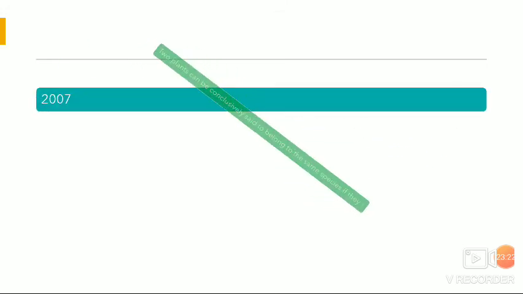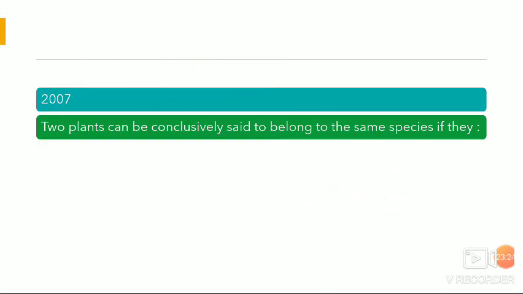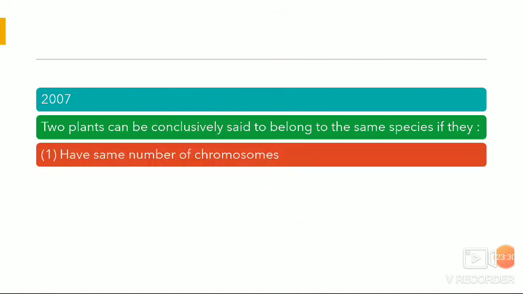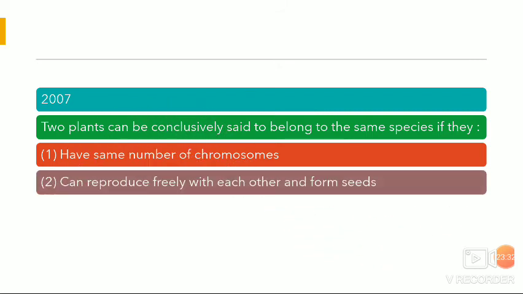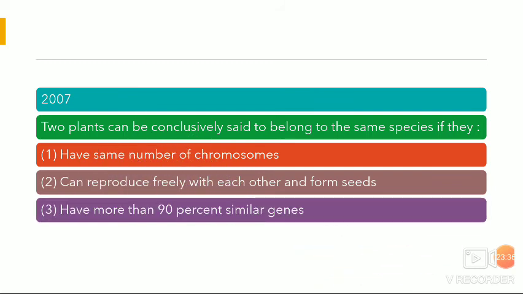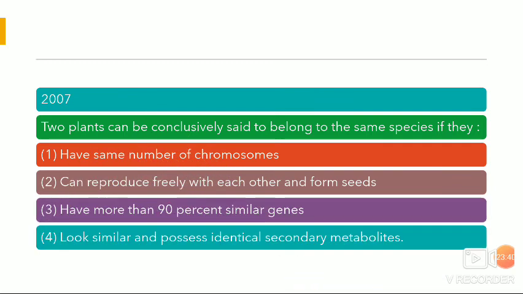The next question is from 2007 paper. Two plants can be exclusively said to be belong to the same species if they have same number of chromosomes. No. Can reproduce freely with each other and form seeds. Have more than 90% similar genes. Look similar and possess identical secondary metabolites. So you have to answer this question in the comment box.